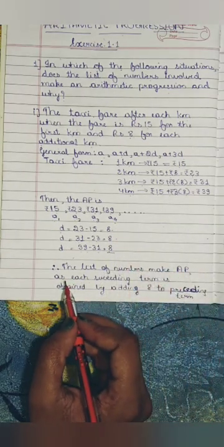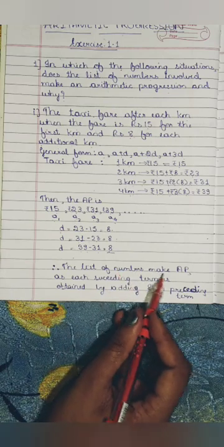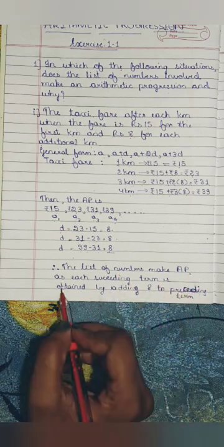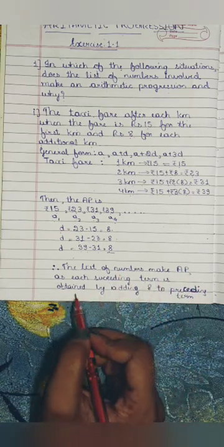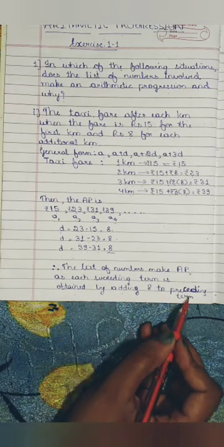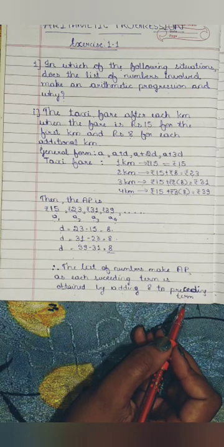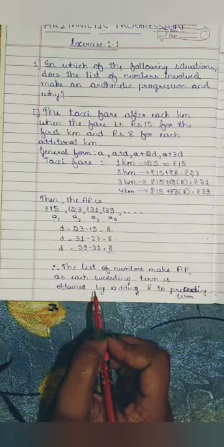Thus, we conclude that the list of numbers makes an arithmetic progression as each succeeding term is obtained by adding 8 to the preceding term, which just defines what an arithmetic progression is.